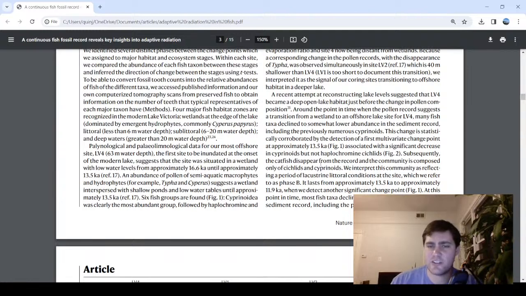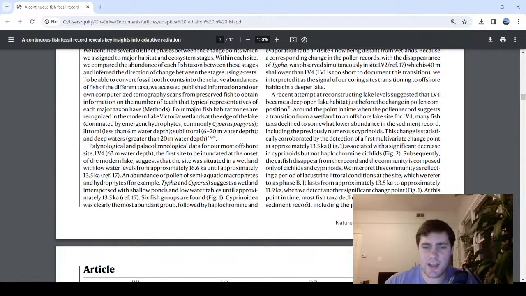Subsequently, the catfish disappear from the record and the community is composed only of cichlids and cyprinoids. We interpret this community as reflecting a period of lacustrine littoral conditions at the site, which we refer to as Phase B. It lasts from approximately 13.5 Ka to approximately 11.9 Ka, when we detect another significant change point.